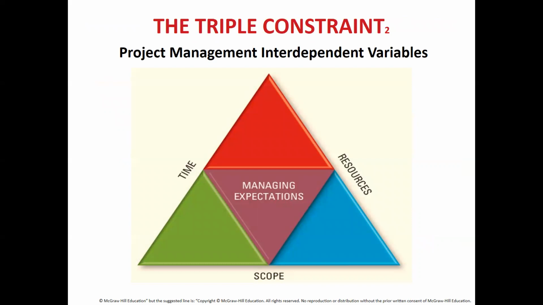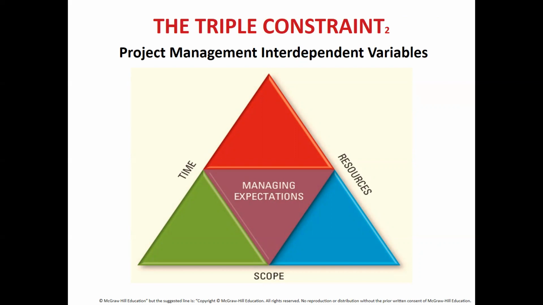Now, triple constraints of project management are interdependent variables. Triple constraints talk about three types of constraints. You have time, resources, scope. Scope is all the things you are going to deliver from a project. Scope is also dependent on time. Why time? Because based on the scope, your time is going to be fixed, and time also will allow certain types of scopes to be met.